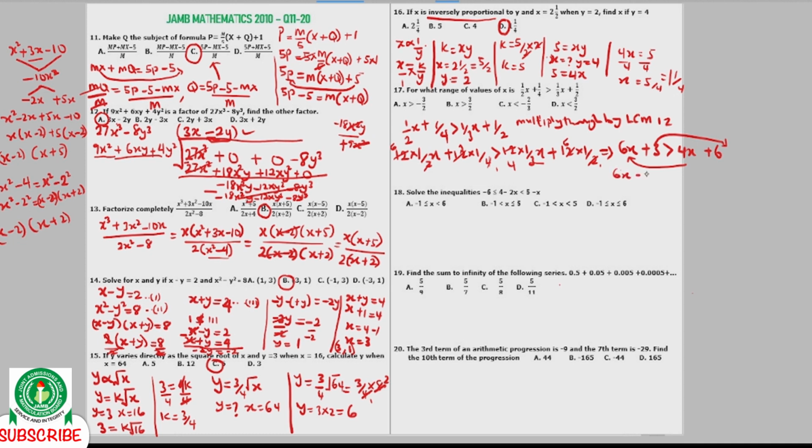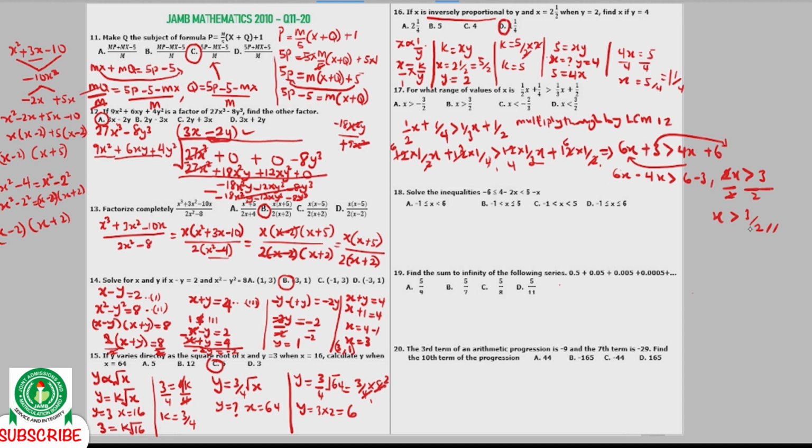6x minus 4x, because when 4x crosses the greater than sign, it will become minus. Then greater than 6 minus 3. So we have 2x greater than 3. Divide both sides by 2. We have this one cancelled out. x is greater than 3 over 2. So that's our answer here.